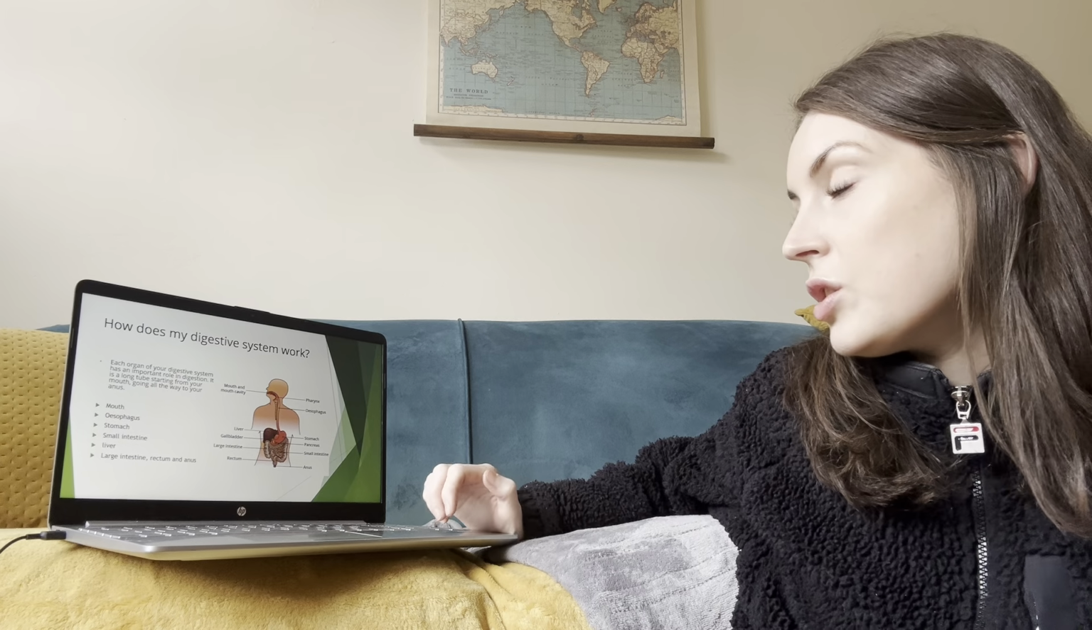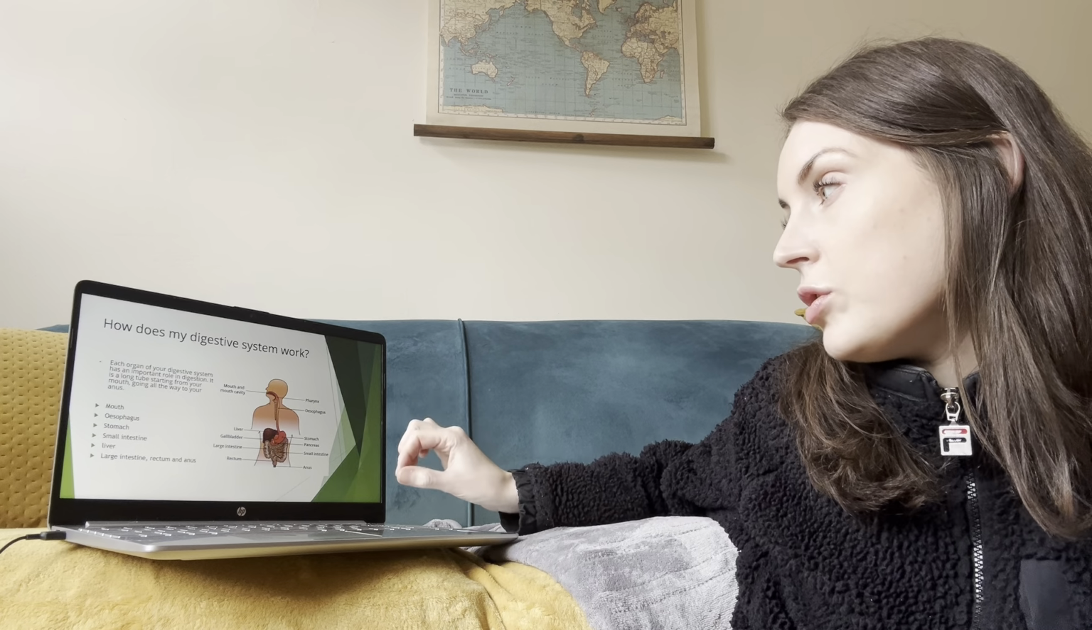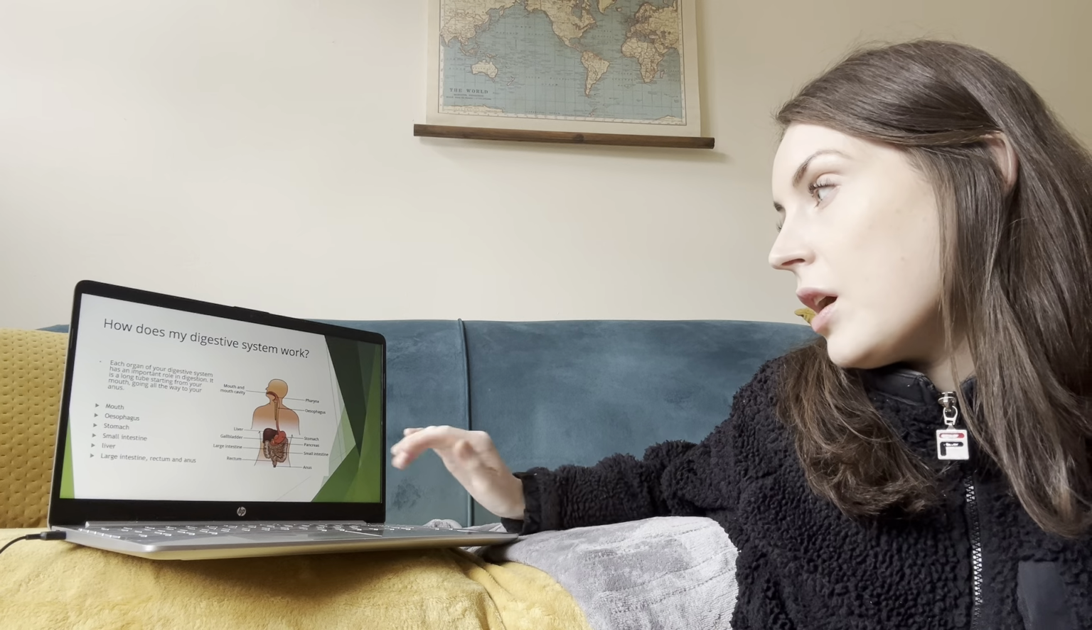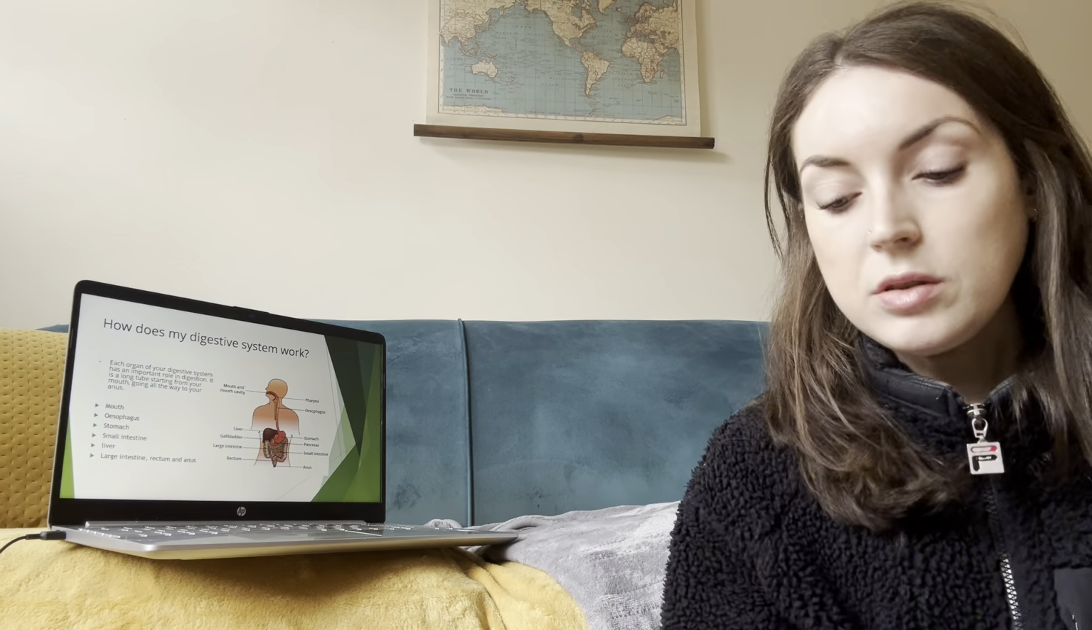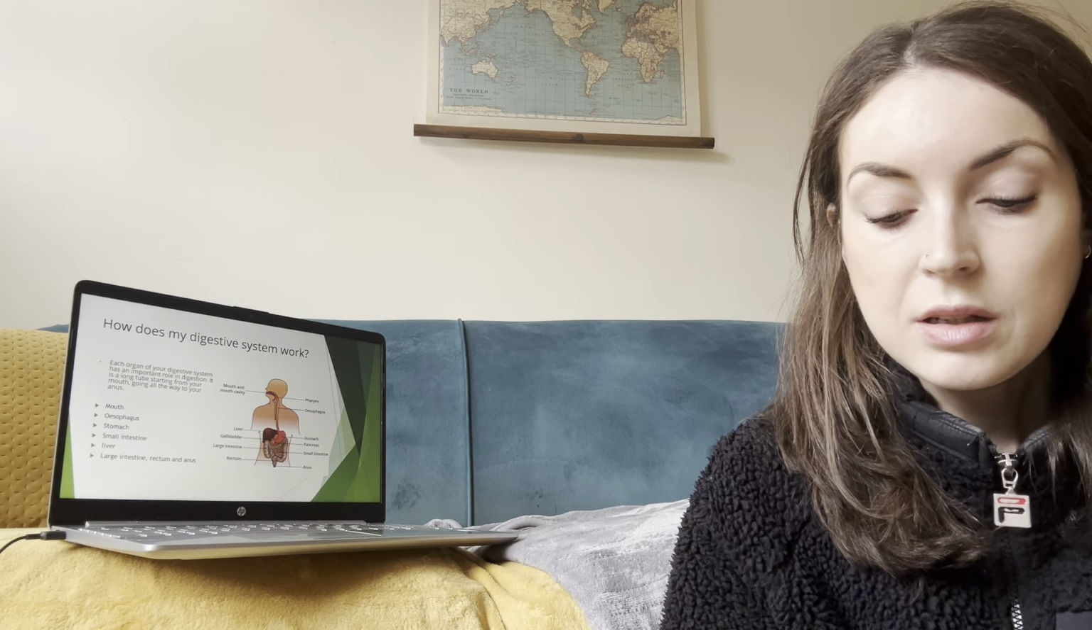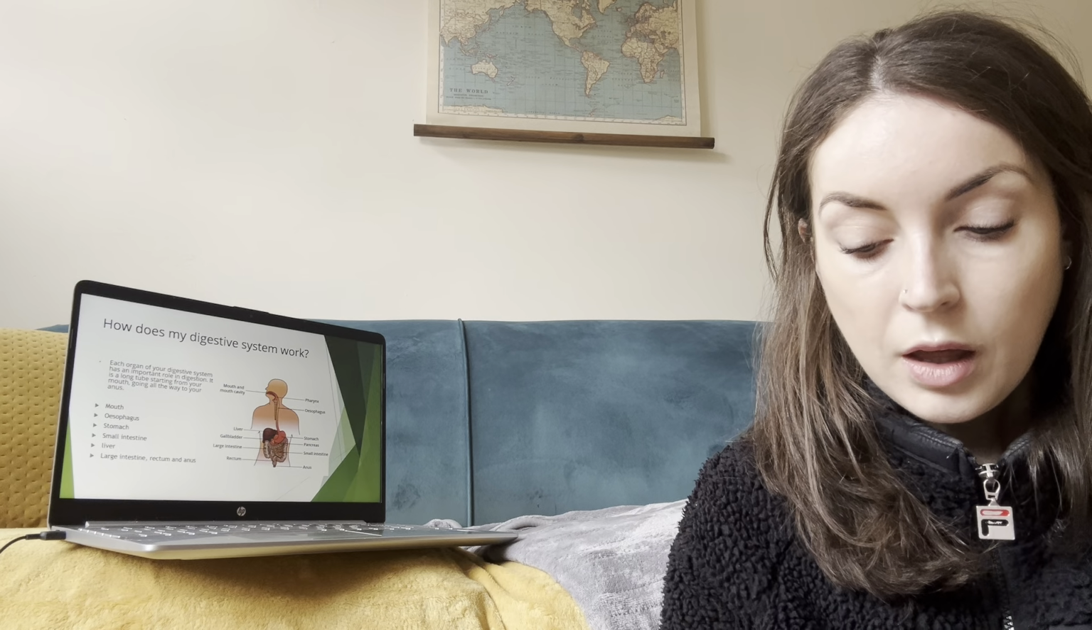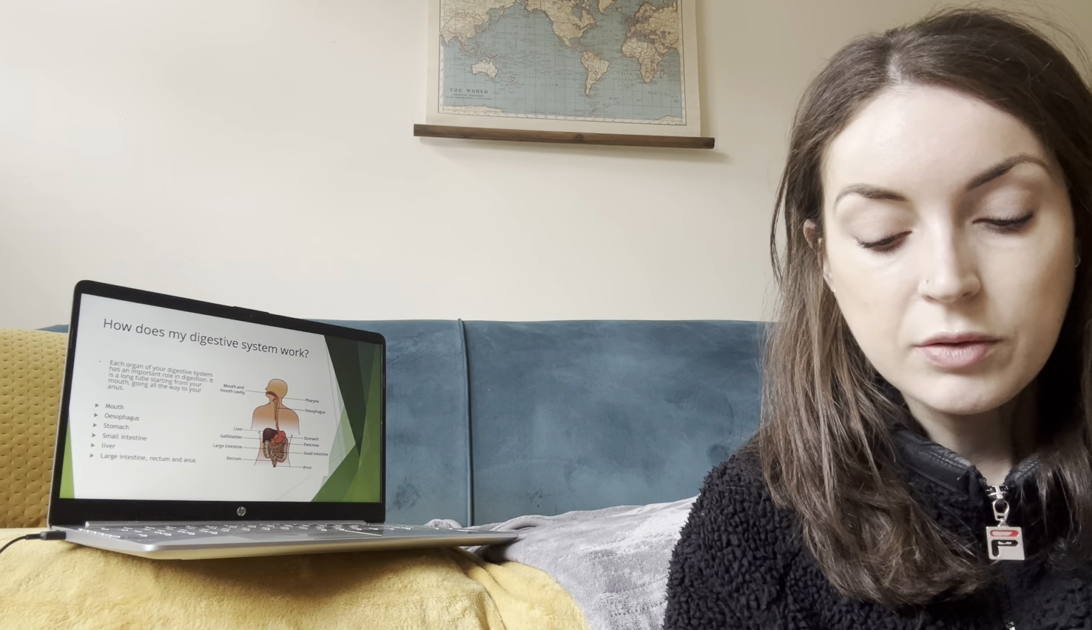So how does the digestive system work? Each organ of the digestive system has an important role in digestion, and it's a long tube starting from your mouth going all the way to your anus. So starting with the mouth. When you eat, your teeth chew your food into small pieces. Glands in our cheeks and under the tongue make saliva that coats the food, which makes it easier to chew and swallow. Saliva also contains enzymes that start to digest carbohydrates in the food.